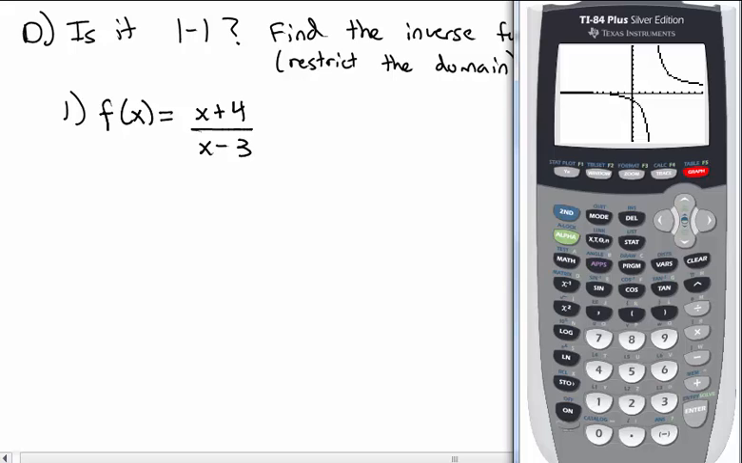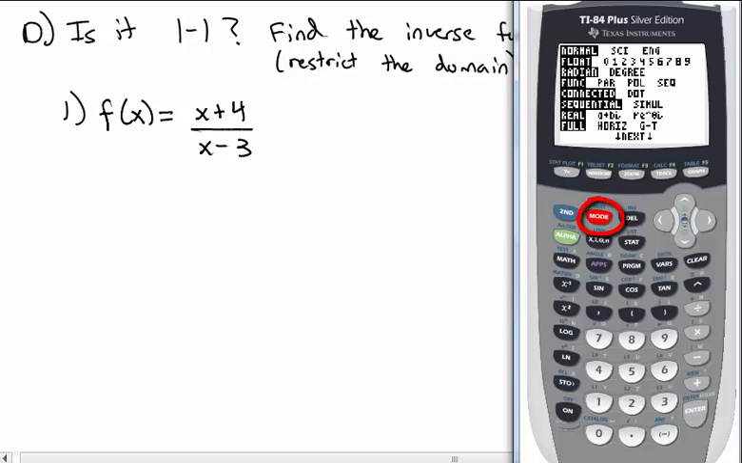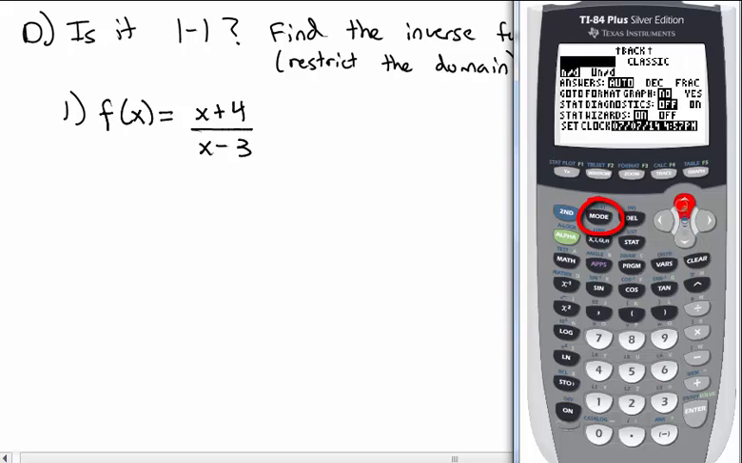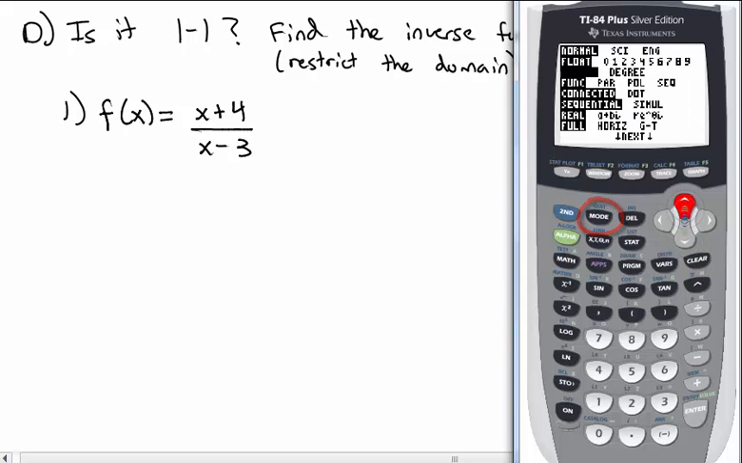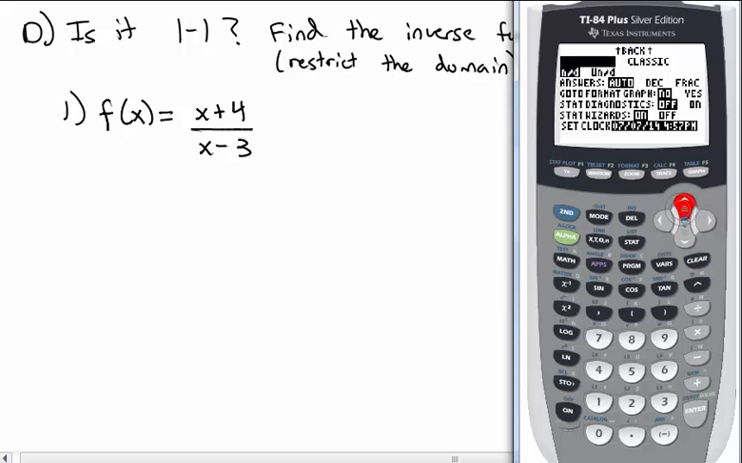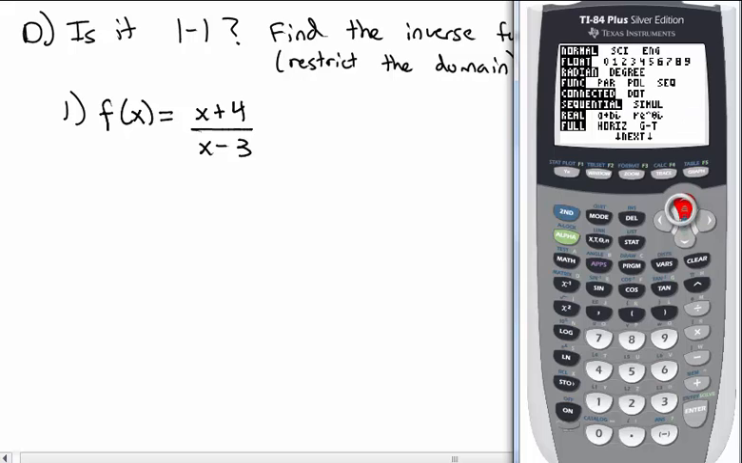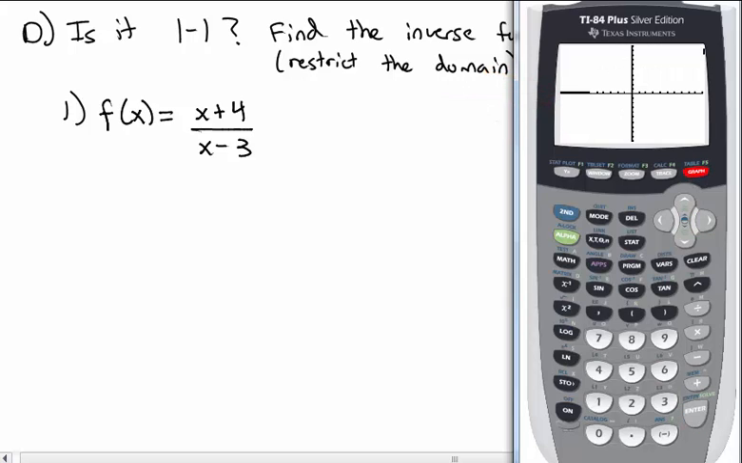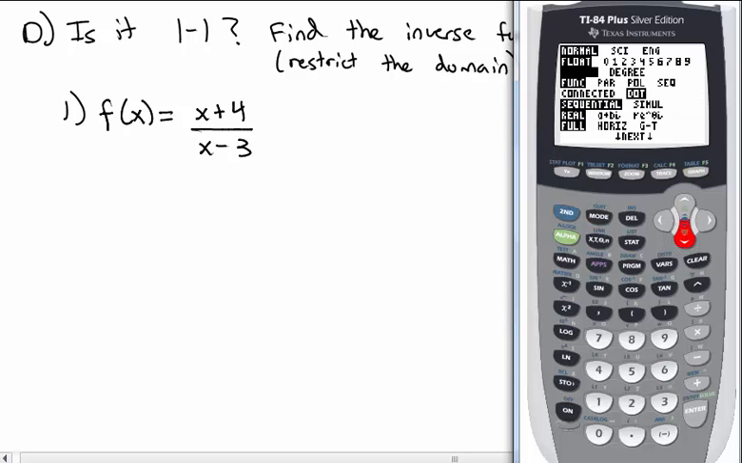You can actually get rid of that vertical asymptote if you hit into the mode and scroll. There's a lot of options here in mode. Scroll down from connected and scroll over to dot, and that'll get rid of any asymptotes you might have. It'll make the graph a little more pixelated, but it gets rid of that asymptote. I like to keep connected on.